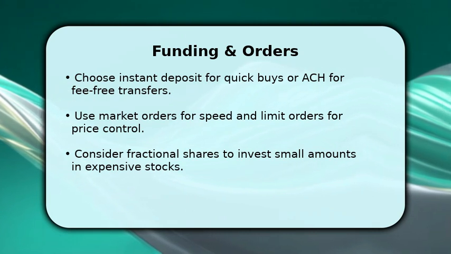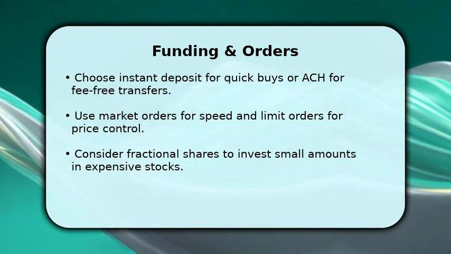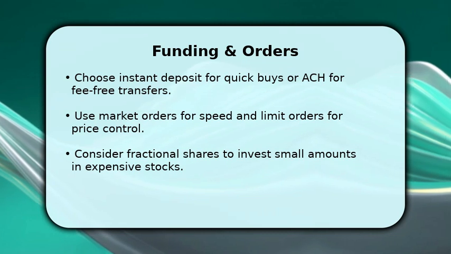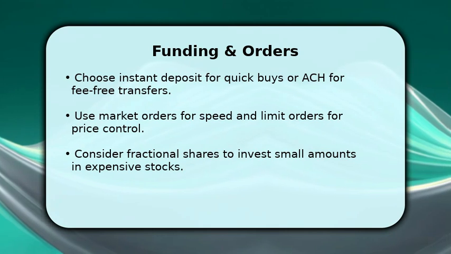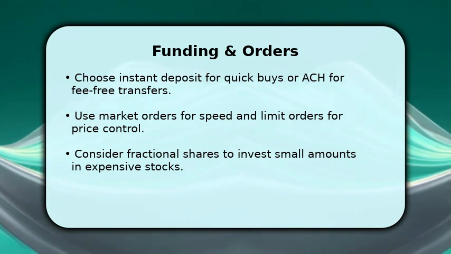Market orders execute quickly while limit orders lock your price, and fractional shares let you buy partial stock amounts. Practice on small trades until you understand execution and settlement timing, then scale up gradually.